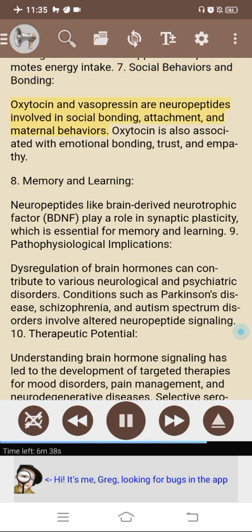7. Social behaviors and bonding. Oxytocin and vasopressin are neuropeptides involved in social bonding, attachment, and maternal behaviors. Oxytocin is also associated with emotional bonding, trust, and empathy.